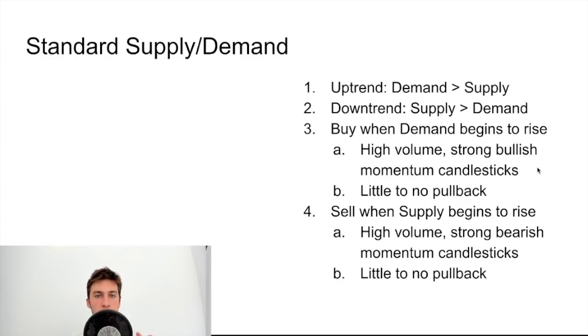So you may see a period of consolidation or a strong downtrend followed by a period of high demand with bullish engulfing candles, hammers, that kind of candlestick, and we see high volume and strong bullish movement. This is a sign that demand is beginning to rise and we likely want to buy in. Another great sign that demand is beginning to rise is when we see little to no pullback.